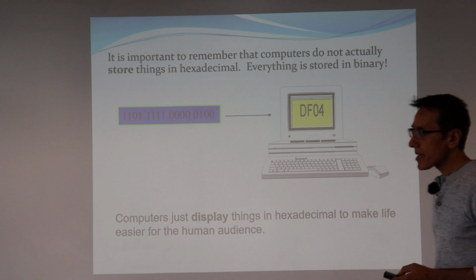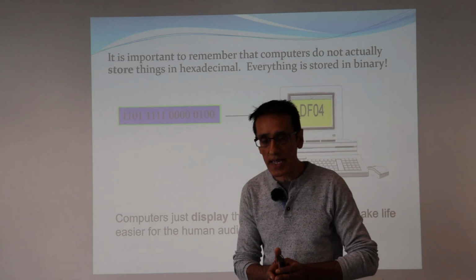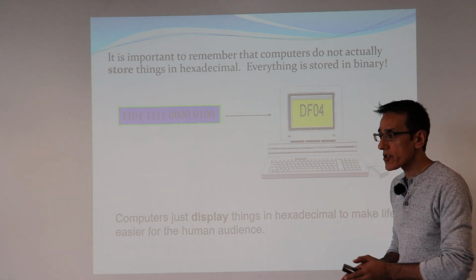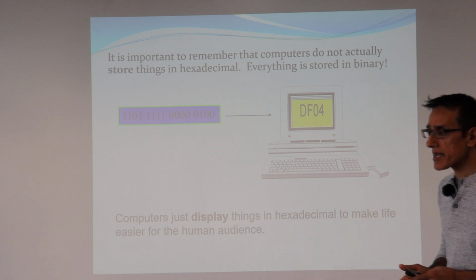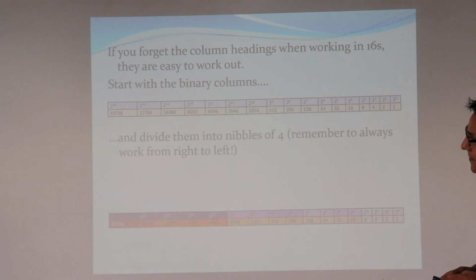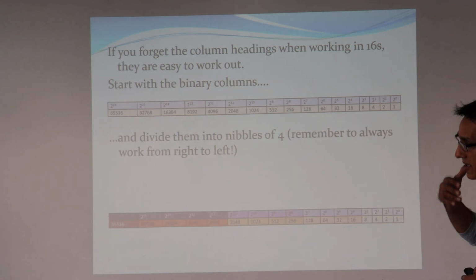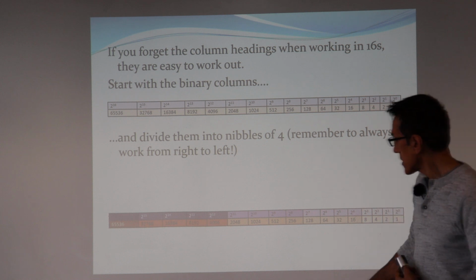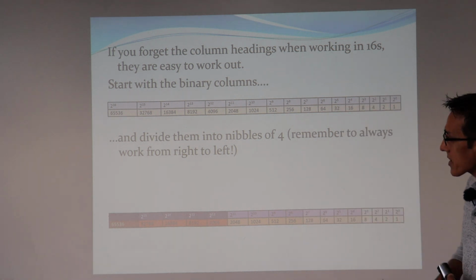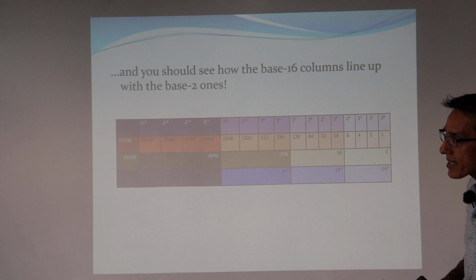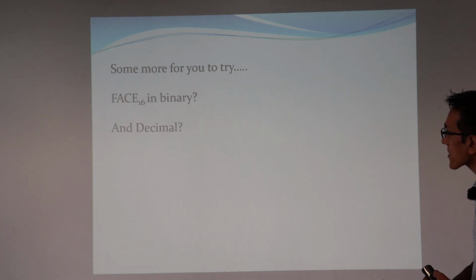So remember, computers don't actually store things in hexadecimal. Hexadecimal is there purely for humans. Everything on a computer is stored in binary. If you forget the column headings, it's fairly easy and straightforward to remember those. It's just powers of 2, and you can look at this slide and see how the pattern works its way out. Similarly, base 16 columns line up with base 2 columns.